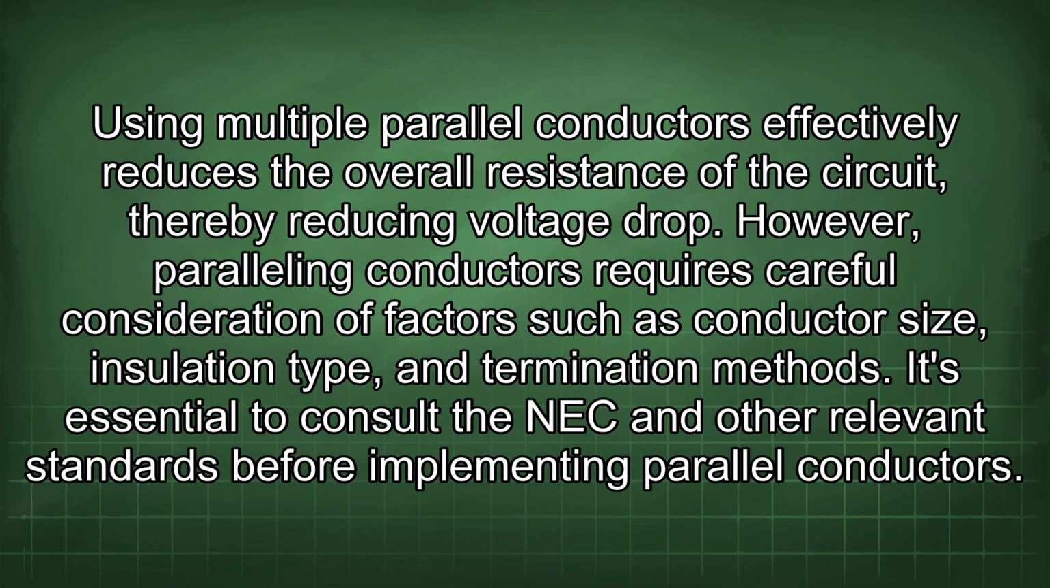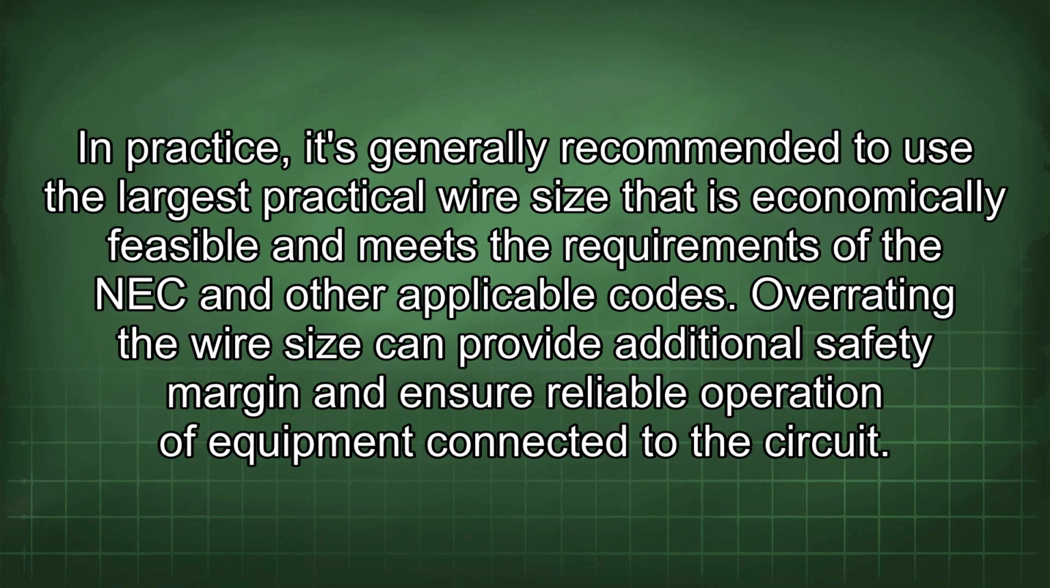Using multiple parallel conductors effectively reduces the overall resistance of the circuit, thereby reducing voltage drop. However, paralleling conductors requires careful consideration of factors such as conductor size, insulation type, and termination method. It's essential to consult the NEC and other relevant standards before implementing parallel conductors. In practice, it's generally recommended to use the largest practical wire size that is economically feasible and meets the requirements of the NEC and other applicable codes. Overrating the wire size can provide additional safety margin and ensure reliable operation of equipment connected to the circuit.